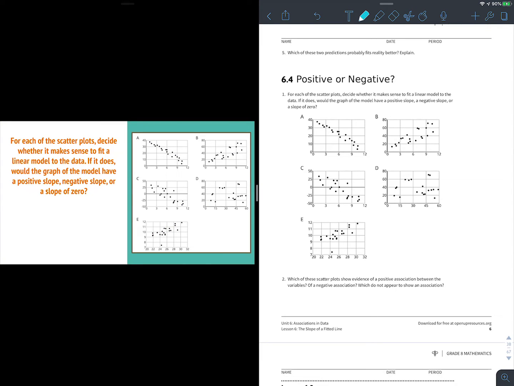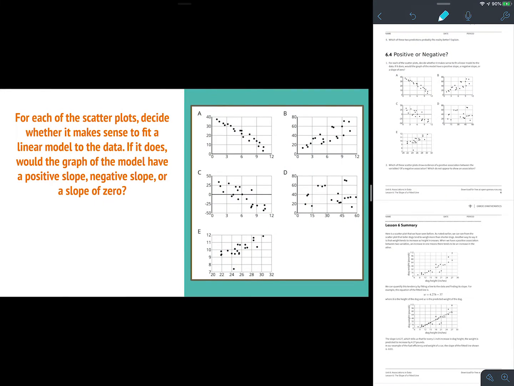For each of the scatter plots, decide whether it makes sense to fit a linear model to the data. If it does, would the graph of the model have a positive slope, a negative slope, or a slope of 0? So at this point, you're going to want to pause the video and give this a try on your own. I'm going to make this a little bit bigger because I'm going to be focused on this left side of the screen right now.